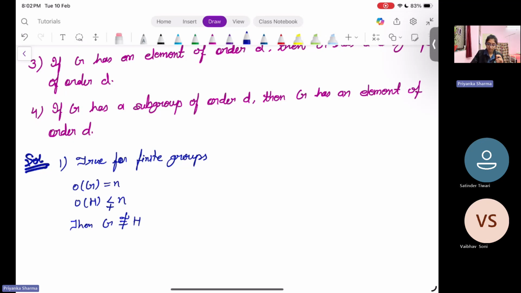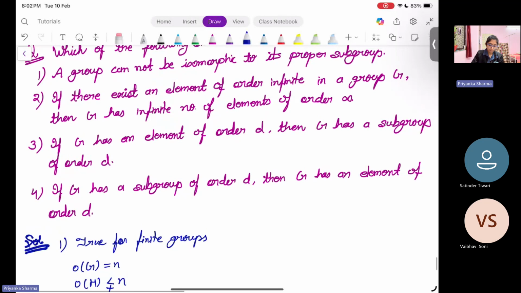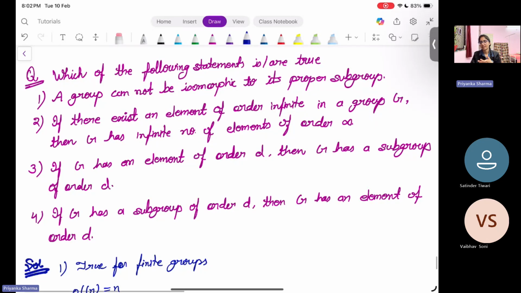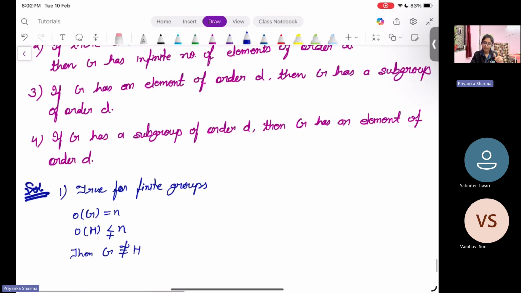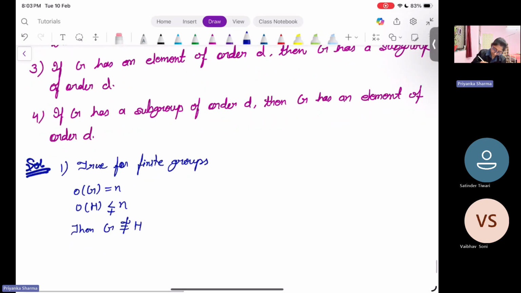But I'm saying, what if G is infinite? Because this restriction is not given there. Simply, a group cannot be isomorphic to its proper subgroup, not specifying a finite group or an infinite group. So for a finite group, the statement is true. What about infinite groups?